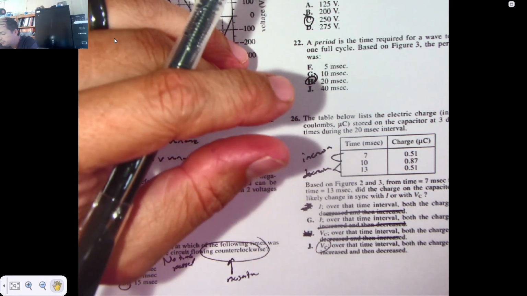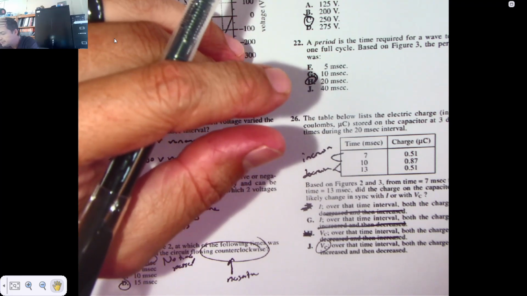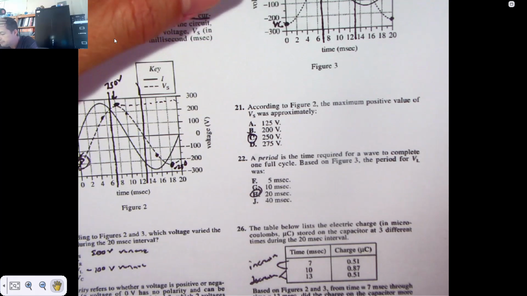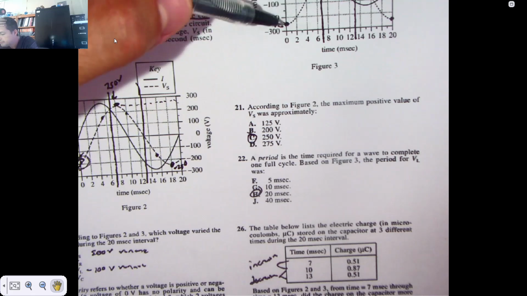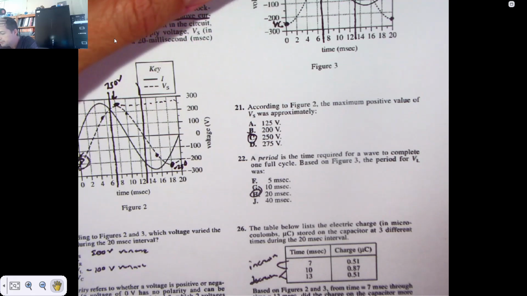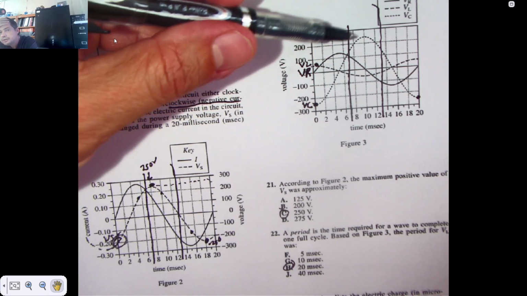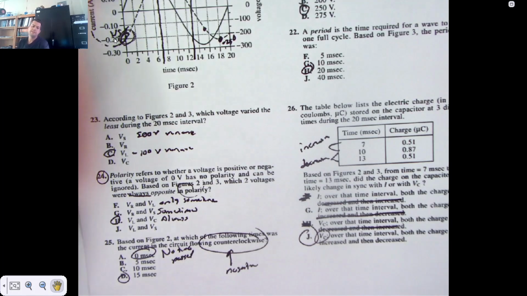Over that time interval, both the charge and V sub C increased and then decreased. So V sub C was my dots. It starts at 7. It is increasing, whoop, you can't see my pencil. It is increasing, and then it is decreasing. So, choice J. There's the science, and I'm sorry I'm murdering it.